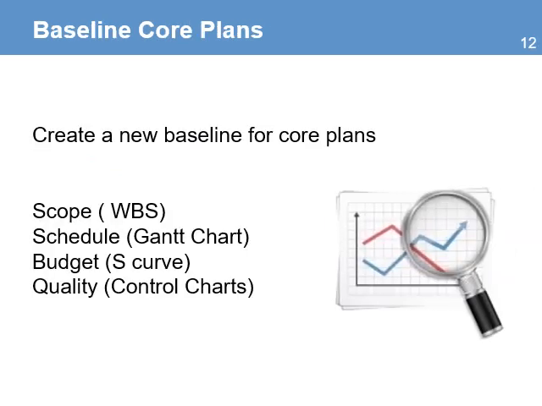Once you complete updating the core plans, you need to make sure you create a new baseline for the core plans. That includes a new baseline for the scope, the schedule, the budget, and the quality control charts. The new baselines will be used to monitor the performance of the project in achieving its objectives and completing the new scope, schedule, budget, and quality targets.